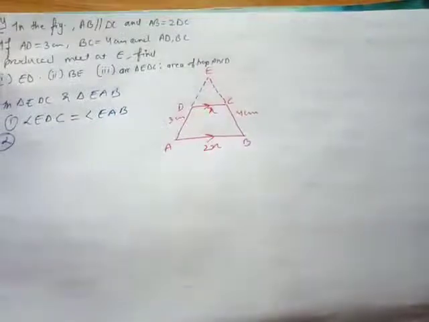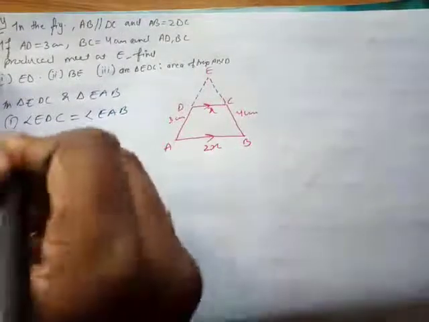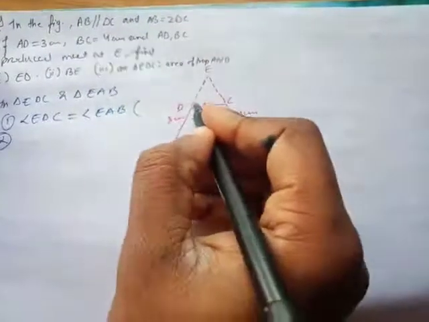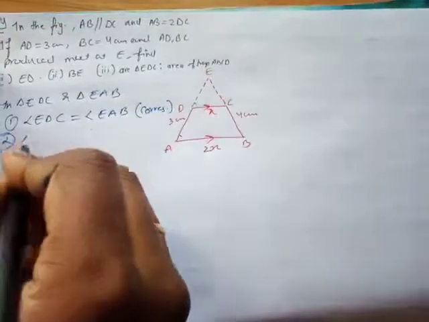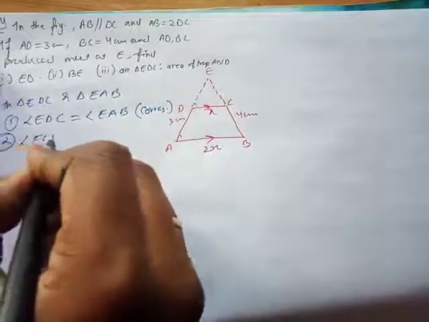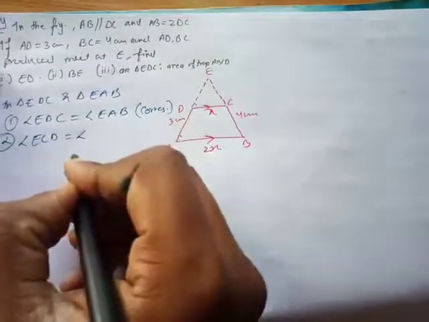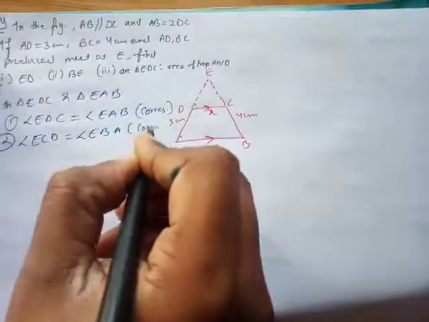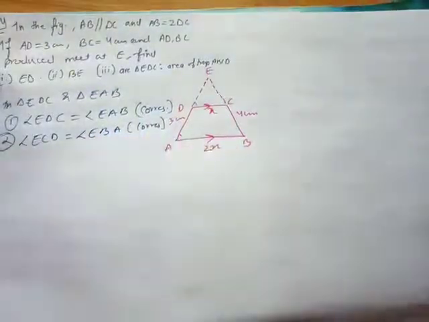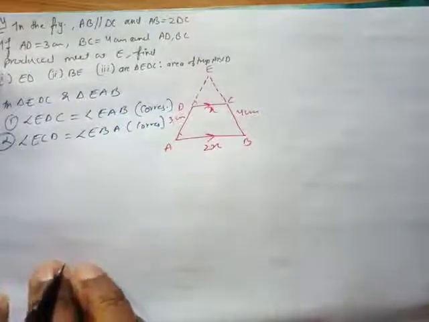I hope you guys are getting it. The reason for this is that this angle is equal to this angle, because these lines are parallel and they are corresponding angles. And the second thing is angle ECD is equal to angle EBA, and the reason is corresponding angles. Now it's a very interesting thing for us.